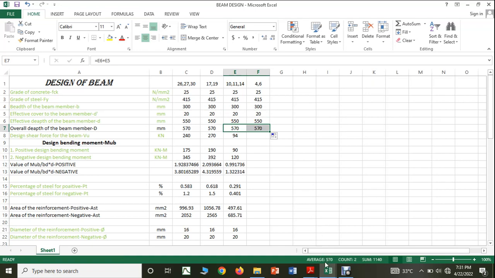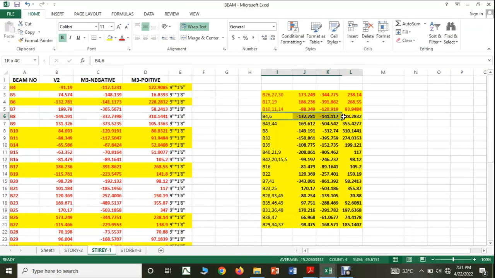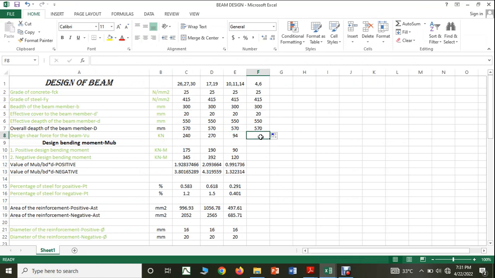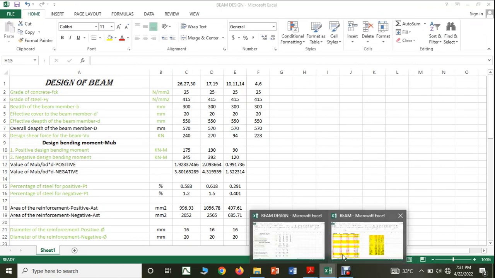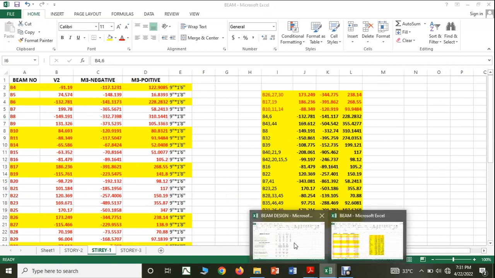What about the shear force? The shear force according to this will be high, 228. It will be 228, right? High shear force is there. What about the positive and negative bending moment? You can see 132 and 141, that is, the positive is 141 and the negative is 132.